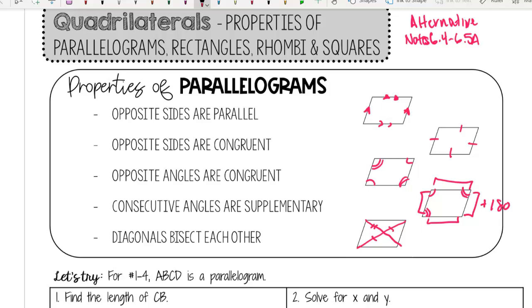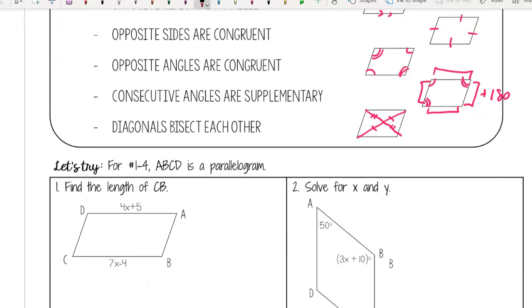The reason why we go over these to review is because in the next shapes, you're going to see all of these properties applying to all the other shapes that are coming up. So a parallelogram is kind of like the parent to the square and rectangle and rhombus.